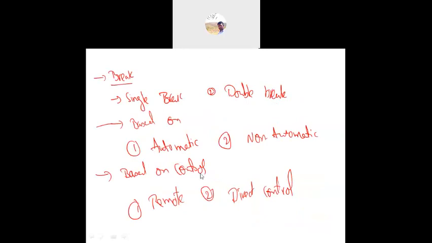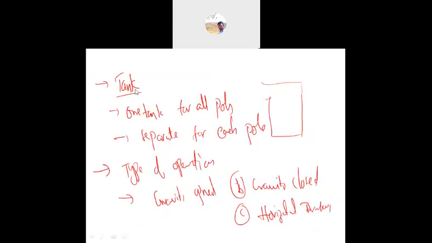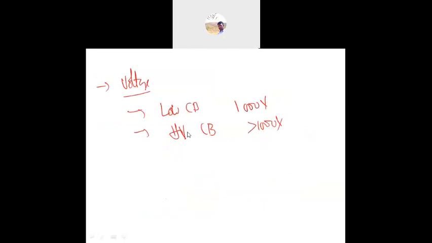Next, based upon the method of control, we have remote control and direct control. Then the classification based upon tank construction: one tank for all poles, or separate for each pole. Based upon the operations, we have gravity open, gravity close, and horizontal break. Another type is based upon the voltage: low voltage circuit breaker and high voltage circuit breaker.